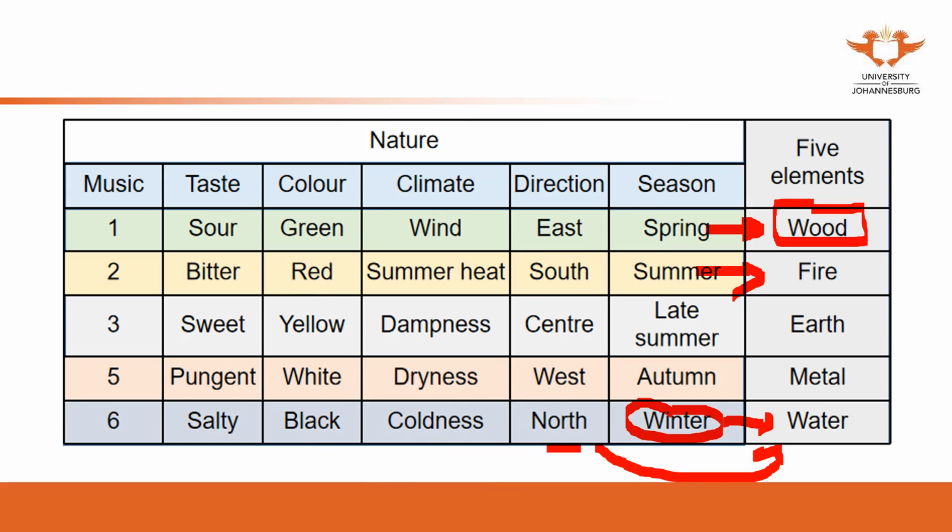Coldness in water. So as you can see here, you have some relationships: the coldness, the north, the winter. These are in terms of the temperature. When you discuss further, you may ask what the relationship is between the salty and water, the black and water.